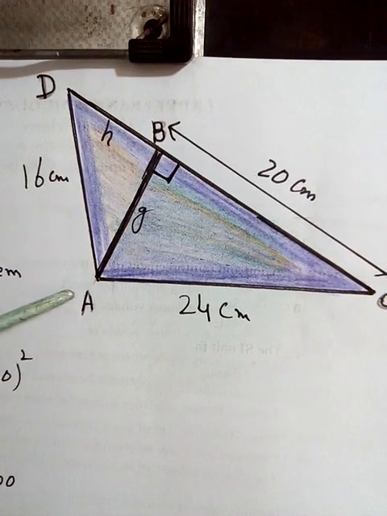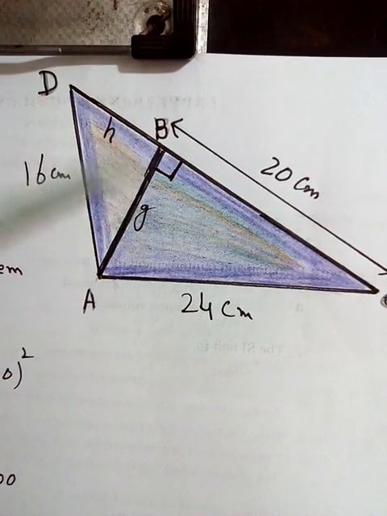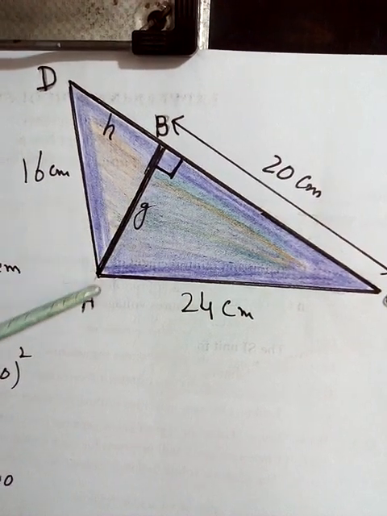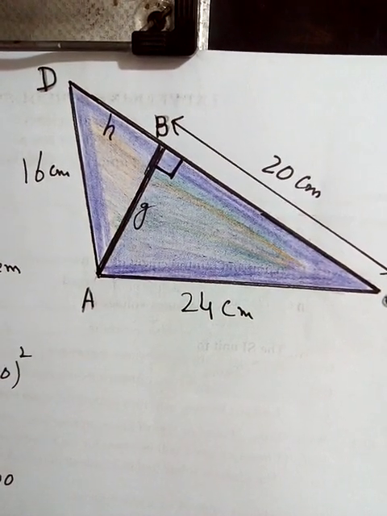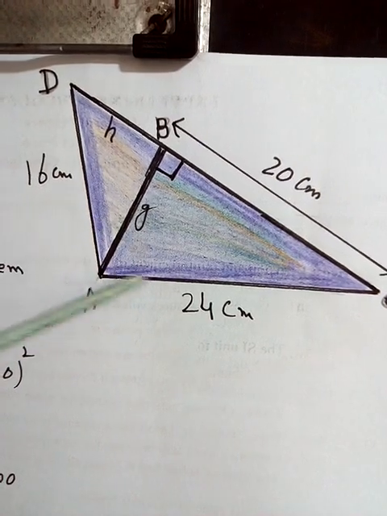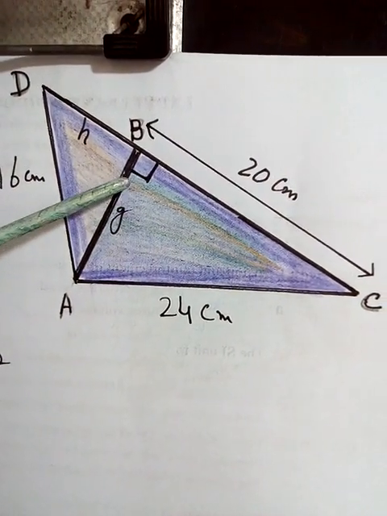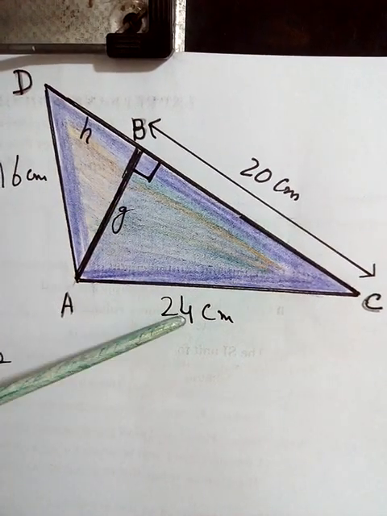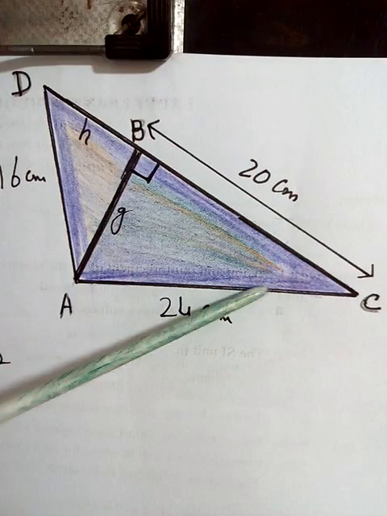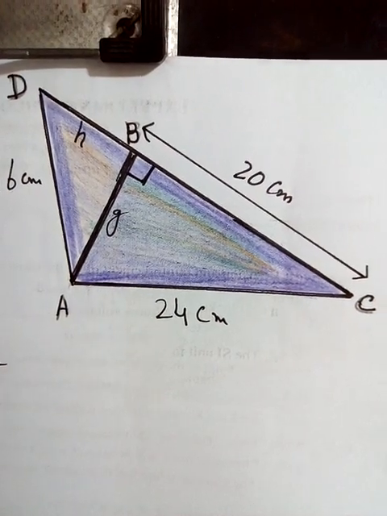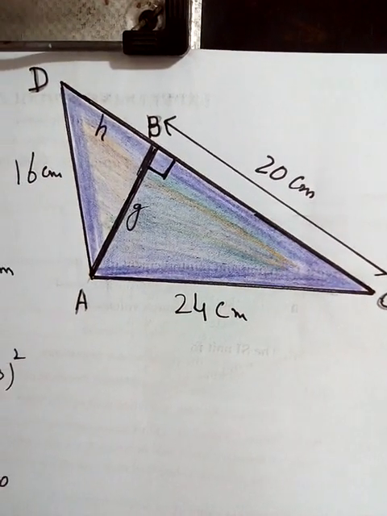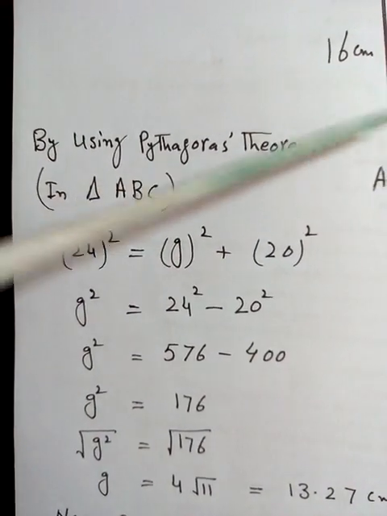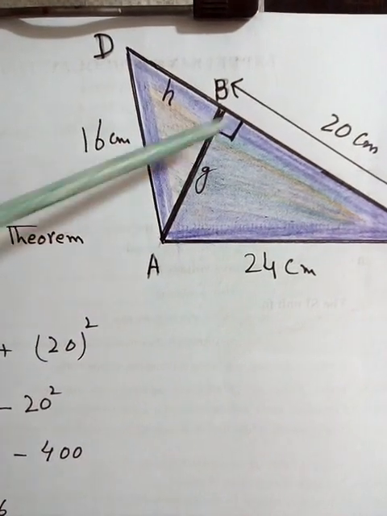As triangle ABC is a right angle triangle, we can apply the Pythagoras theorem. This side AC is opposite to the right angle, so AC, 24, is the hypotenuse. Now by applying the Pythagoras theorem, 24 square is equal to G square plus 20 square.